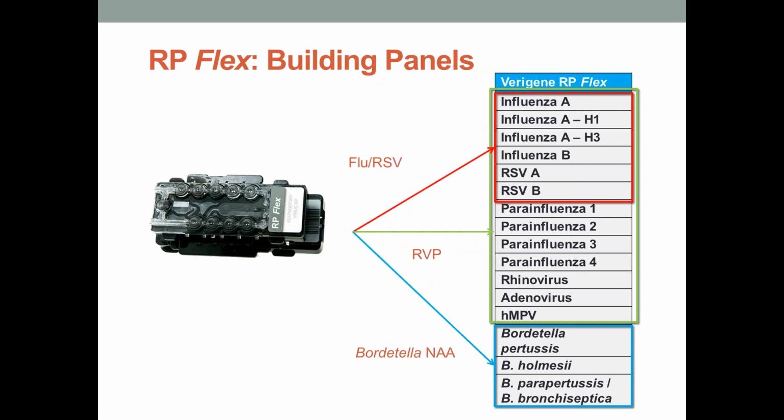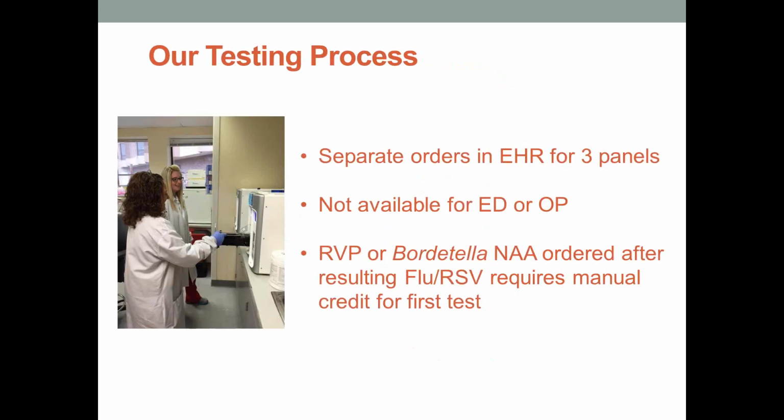So that allowed us to offer a few different things: a fairly low-priced flu RSV, a full respiratory viral panel that then included the base price plus 3 additional groups, or the standalone Bordetella testing. A little bit about our testing process. We offer those 3 separate orders. Our electronic health record is Epic, and our LIS is Beaker, so we had those built into Epic.